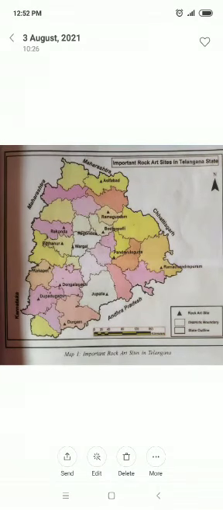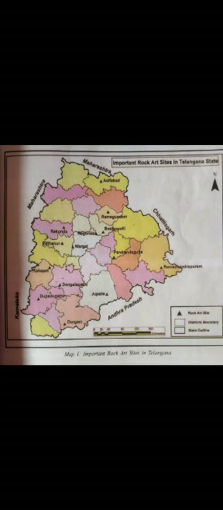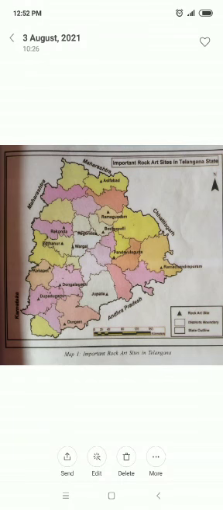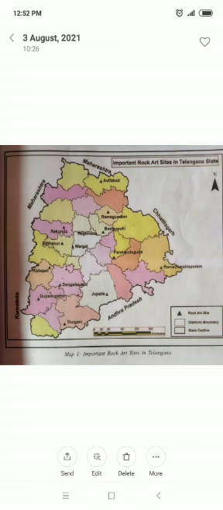Children, symbols used in maps. Usually we use symbols to represent the physical objects on a map. Some of the symbols are listed in the table shown on the screen. And hence, in order to represent all the physical objects on a map, a point, line, or an area symbol is used.